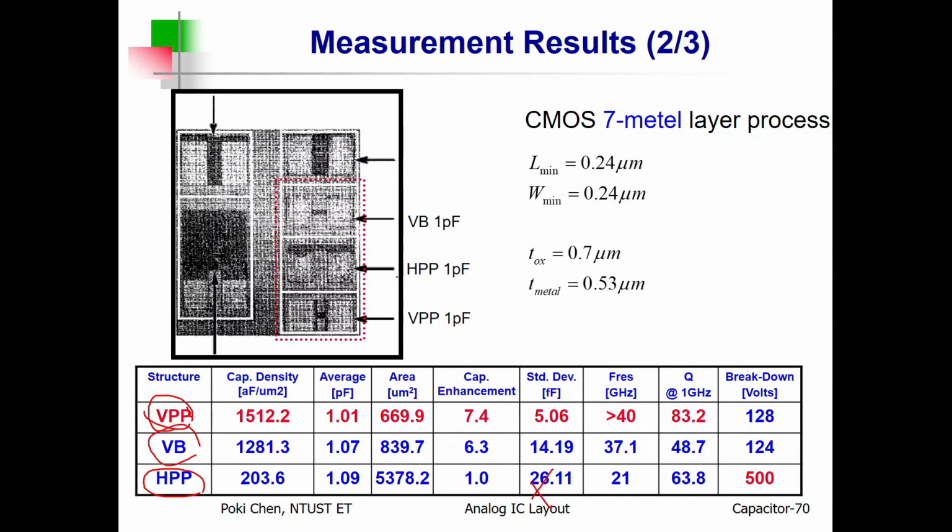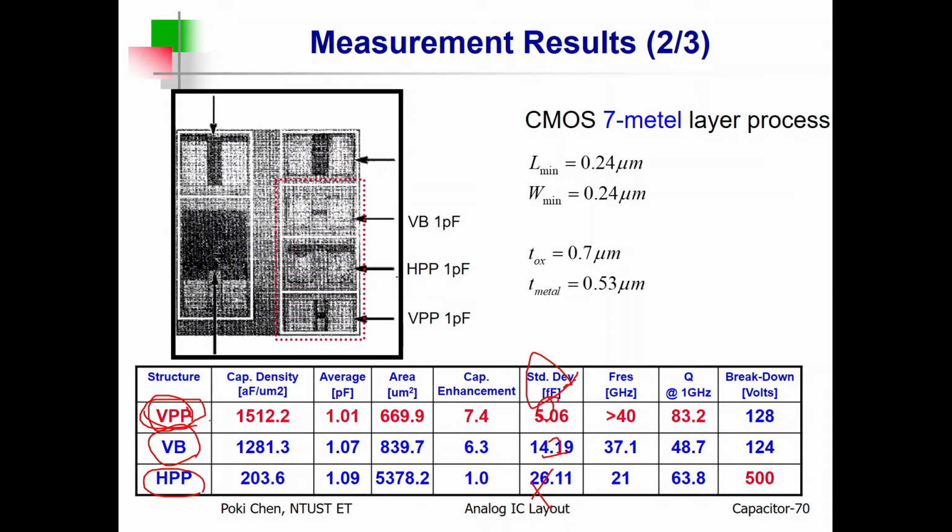And how about the VB? I told you already, some of the vertical flux still exists, right? So it is harmful for matching. The poor matching means the more standard deviation. That's it. So it is a solid proof, a strong proof for vertical parallel plate. No. It is a solid proof that lateral flux is much better than vertical flux for matching.